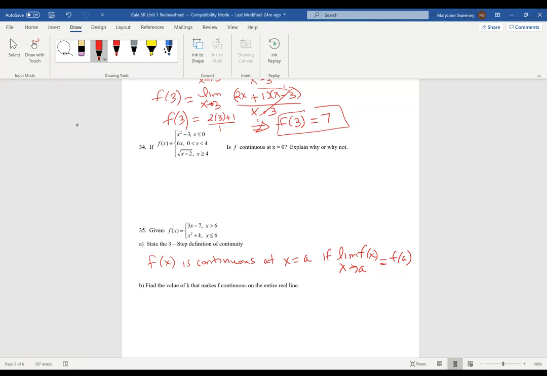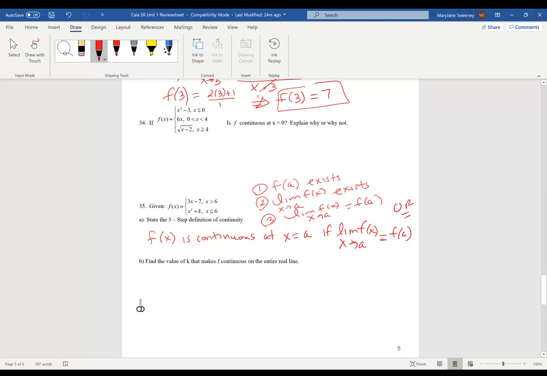Or you could say it in the 3 steps. You could say f of a exists, the limit of f of x as x approaches a exists, and 3, basically they're equal. Limit of f of x as x approaches a equals f of a. So you can literally say it in the 3 steps if you want to. So that's an either or.